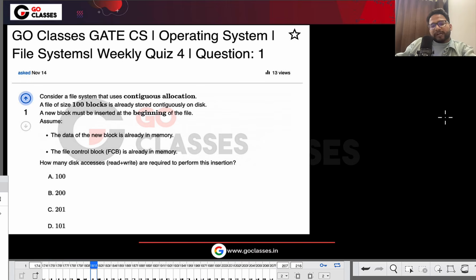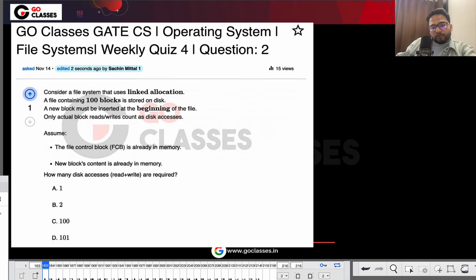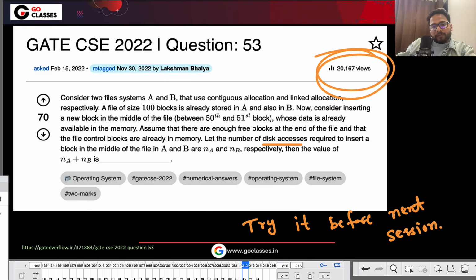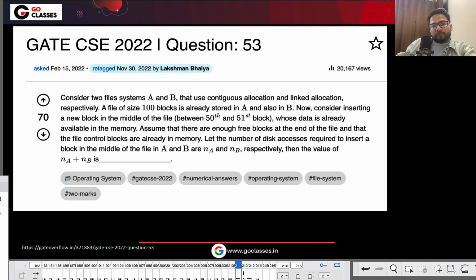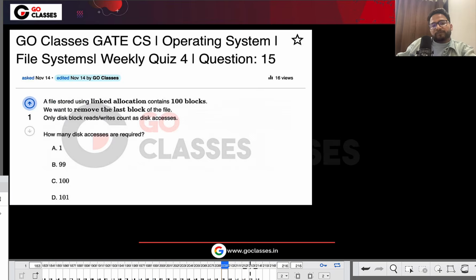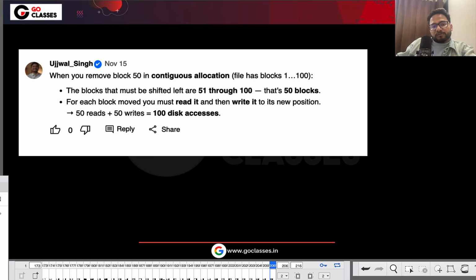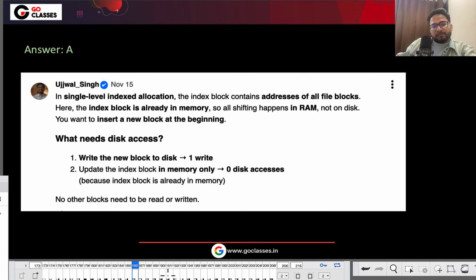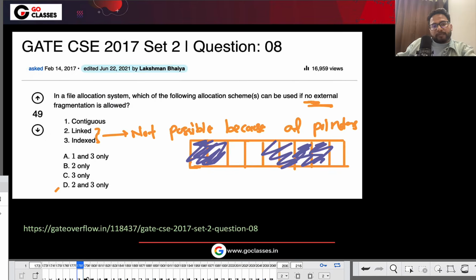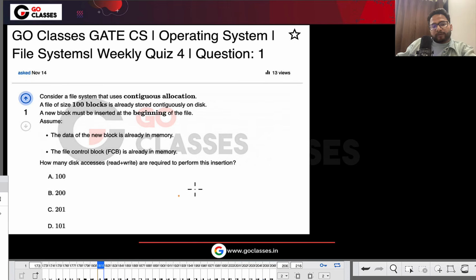So these were the GATE PYQs that we had. Now let's do a few questions from our quiz. There is one more GATE PYQ that we will be solving at the end, after solving 15 more questions from the quiz, which are actually easy questions. Then we will solve one nice GATE PYQ which they have asked very recently.